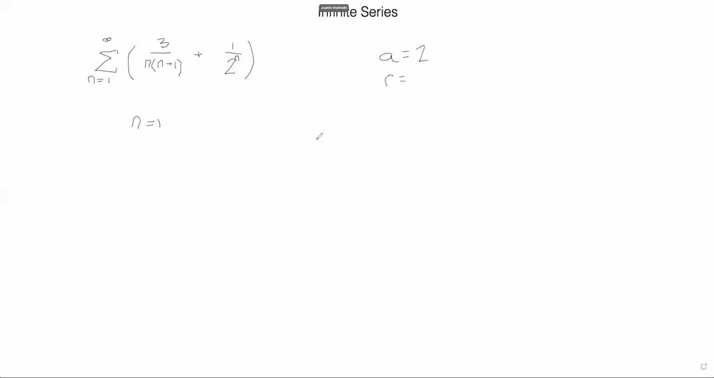Now let's see if we can find the common ratio between terms. So let's see what happens when we plug in n is 2. If n is 2, the thing in parentheses becomes 3 over 2 times 2 plus 1, plus 1 over 2 to the second power. Now let's simplify. 2 plus 1 is 3. We have a 3 on the bottom and a 3 on top. They cancel away, leaving us with just 1 half. And then this would be 1/4. We have 1 half plus 1/4.